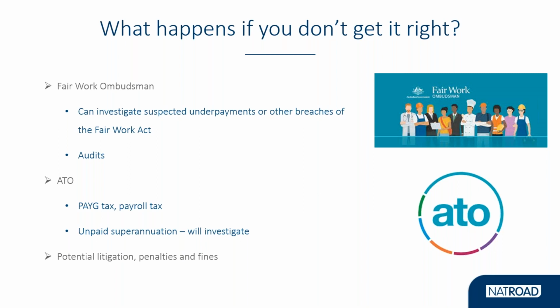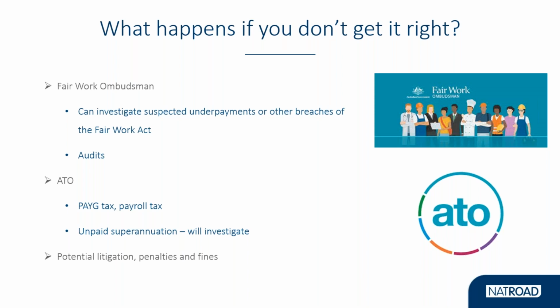So the Fair Work Ombudsman is the primary regulator. They can investigate suspected underpayments or other breaches of the Fair Work Act. They can conduct audits. They can issue compliance notices. And if they issue notices, if you don't cooperate, you can be breaking the law. If you provide false information, then the prosecution can be even worse than if you fully cooperate.